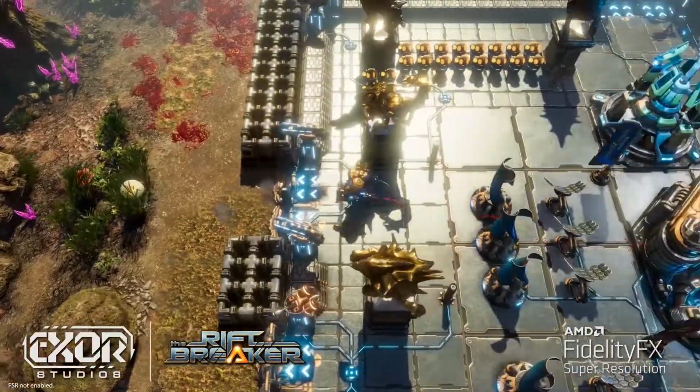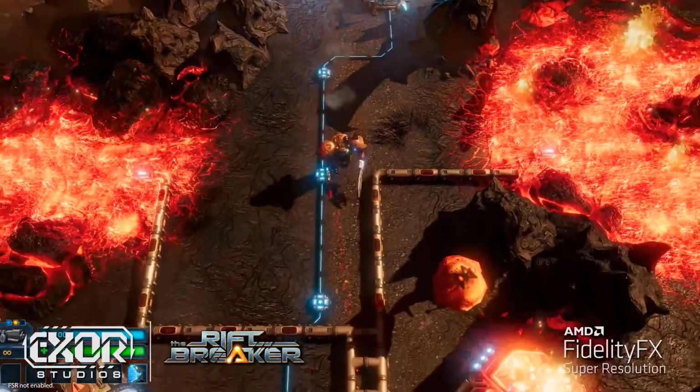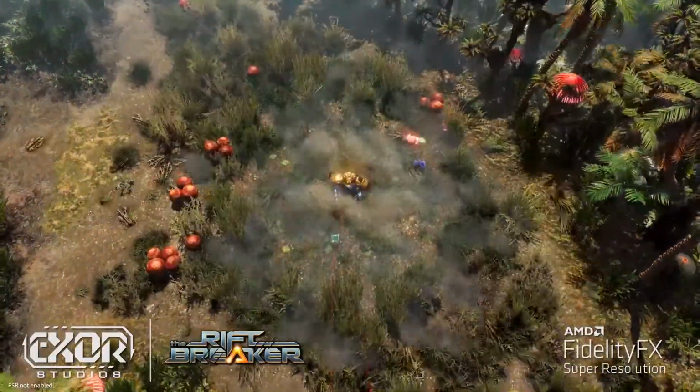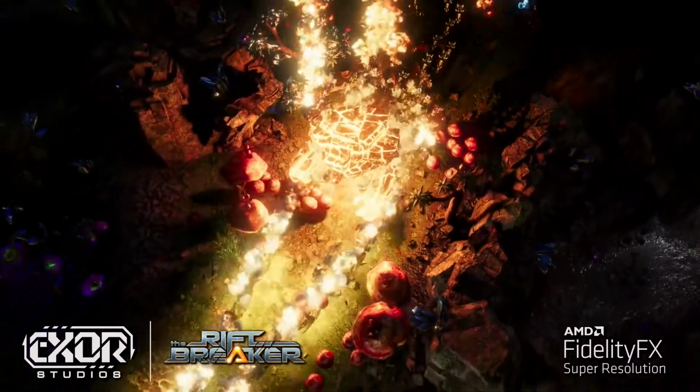FidelityFX Super Resolution is great because it's super easy to implement. The initial implementation took us about 2 days, and as soon as we got that implemented, we started tweaking the game engine to make it look as good as possible.